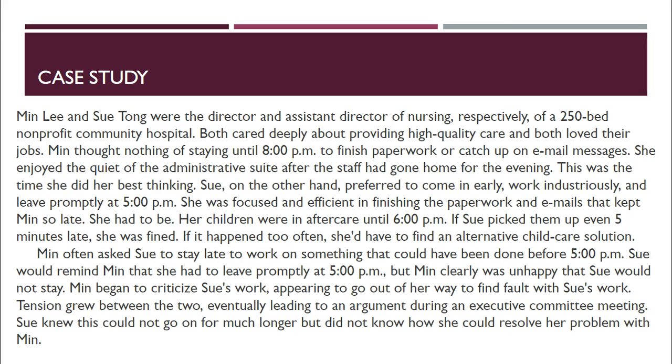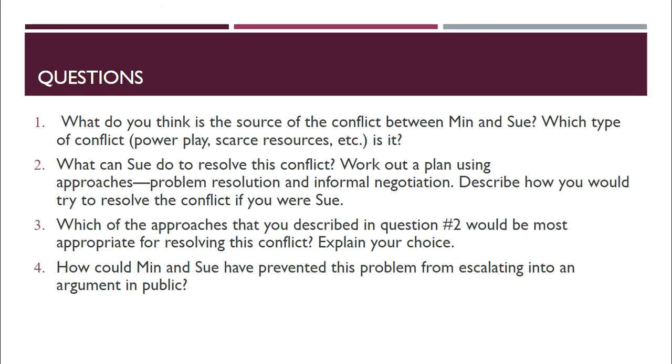So Min often asked Sue to stay late to work on something that could have been done before 5 p.m. Sue would remind Min that she had to leave promptly at 5 p.m., but Min clearly was unhappy that Sue would not stay. Min began to criticize Sue's work, appearing to go out of her way to find fault with it. Tension grew between the two, eventually leading to an argument during an executive committee meeting. Sue knew this could not go on for much longer, but did not know how she could resolve her problem with Min.